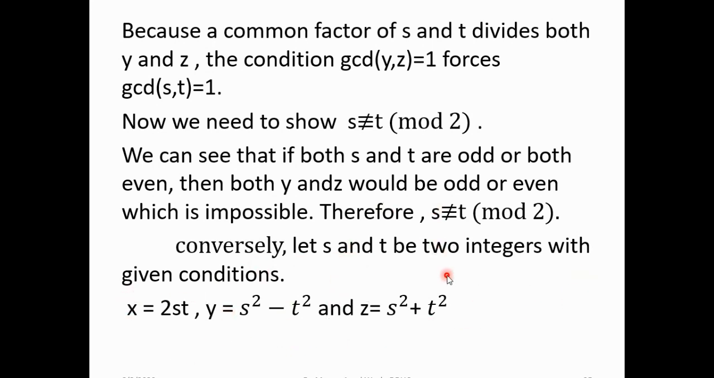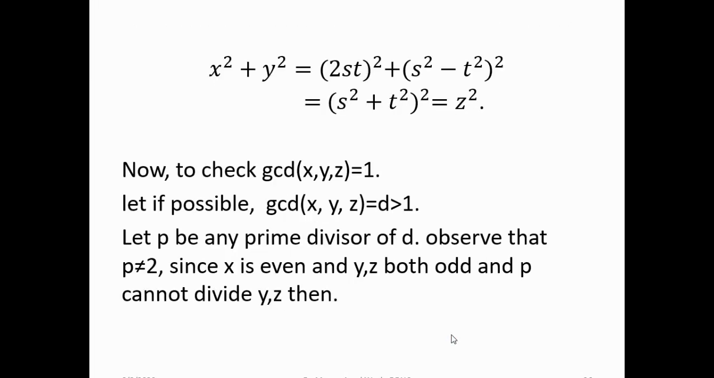Suppose that s and t are two integers with these given conditions, which is x is equal to 2st, y is equal to s square minus t square, and z is equal to s square plus t square. So x square plus y square is equal to 2st whole square plus s square minus t square whole square. So this can be written as s square plus t square whole square. And what is s square plus t square? That is your z. So this is equal to z square. Now to check GCD of x, y, z is equal to 1.